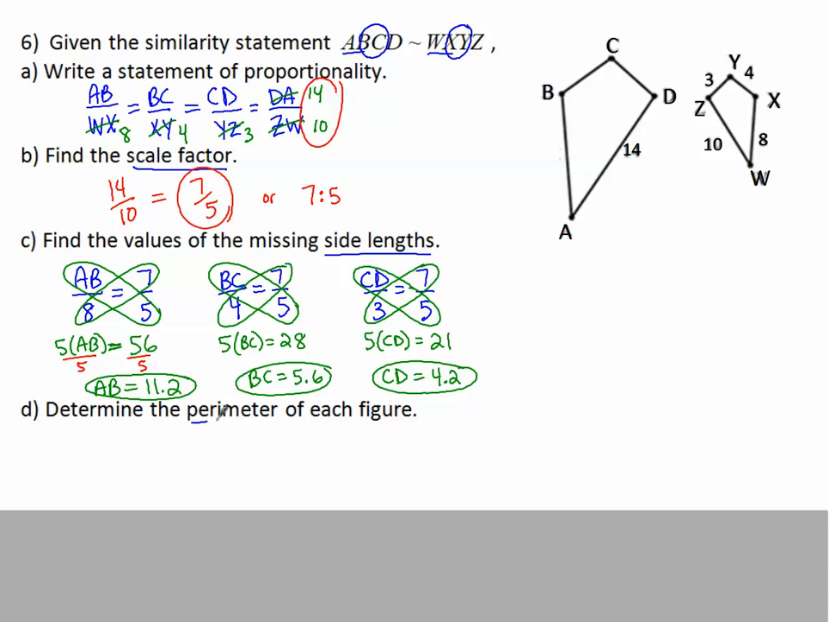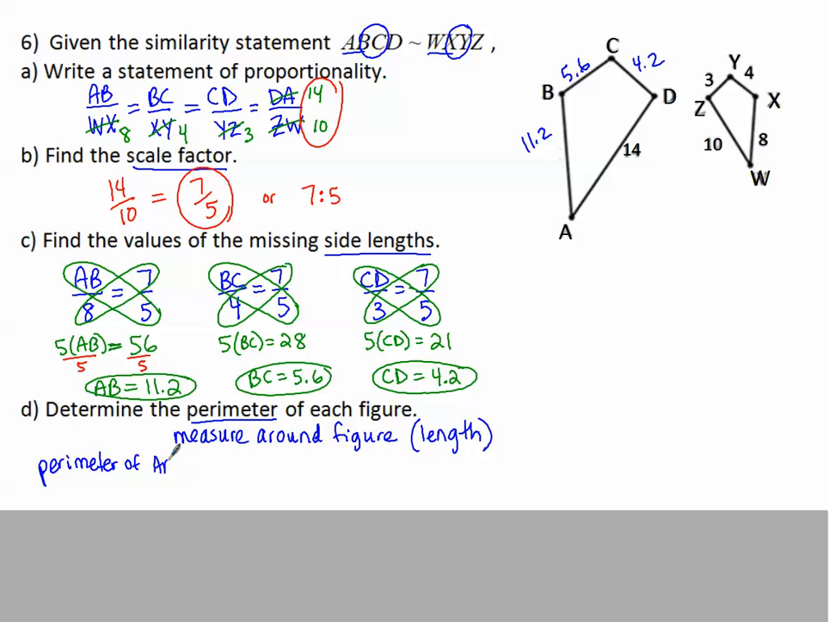Eventually, we're going to be finding perimeters of objects. Let's do that now, just to do some comparison. What does perimeter mean? The measure around the figure. Think of it as a length, putting all the lengths together. So the first figure, I found these side lengths, 11.2, 5.6, 4.2. So all I have to do is add them up. The perimeter of ABCD is simply adding up all the sides.